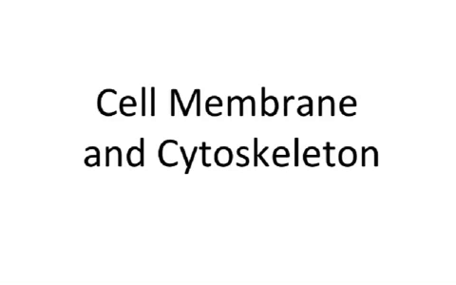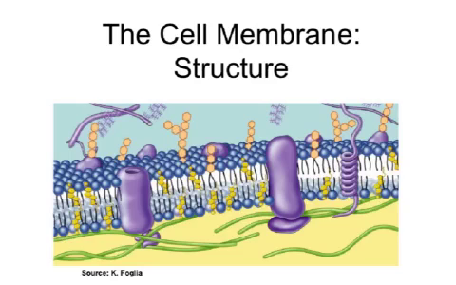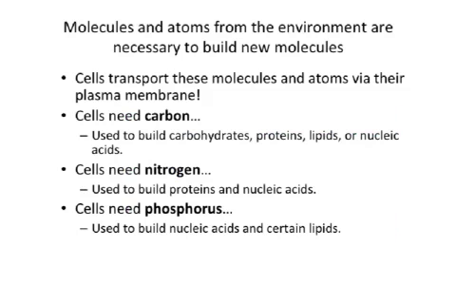This lesson is going to teach you about the cell membrane and the cytoskeleton. First, let's focus on the structure of the cell membrane. There are three main atoms that need to enter and leave a cell.